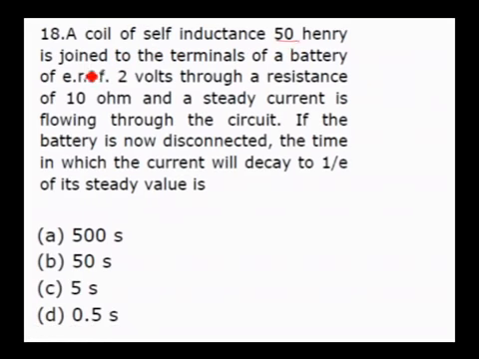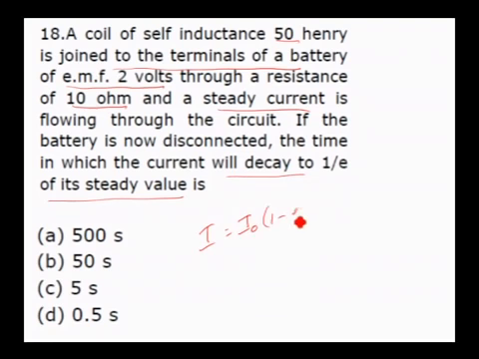A coil of self-inductance 50 Henry is joined to the terminals of a battery of EMF 2 volt through a resistance of 10 ohm. A steady current is flowing through the circuit. If the battery is now disconnected, find the time in which the current will decay to 1 by E of its steady value. This has been explained in the case that if the current increases exponentially, look at the variation of current, R by L into T. The question is, at what time does the current become 1 by E of its steady value, I naught, that is, after what time does the current become 1 by E times I naught?